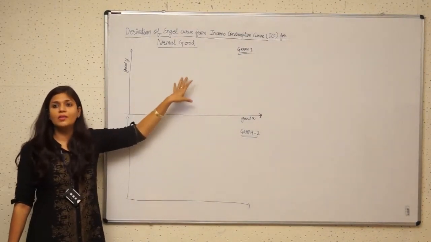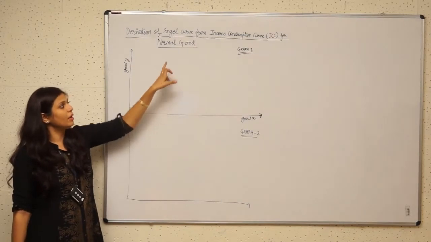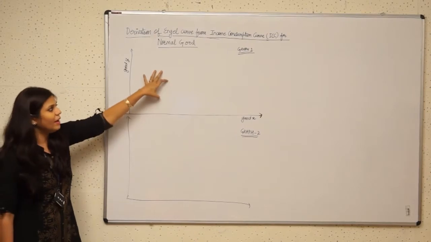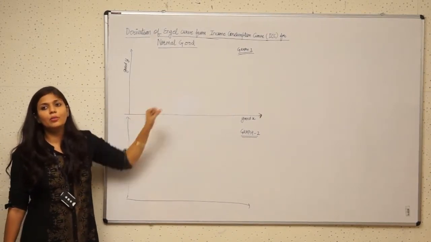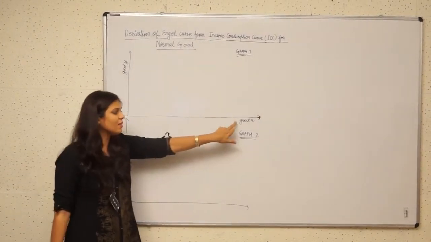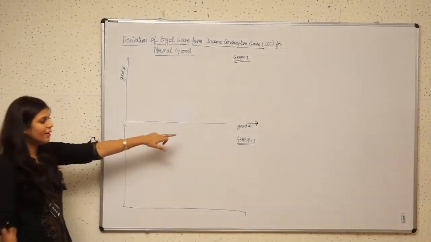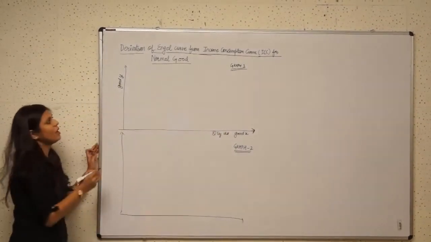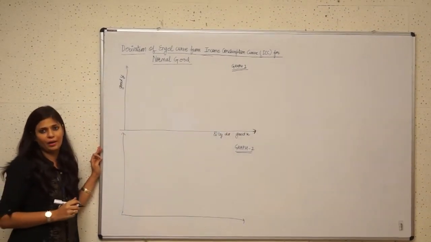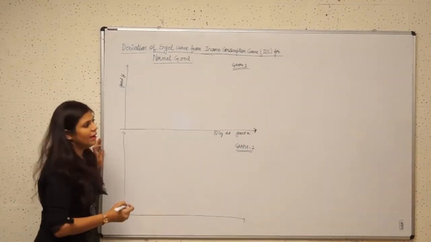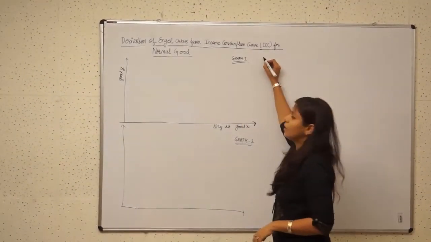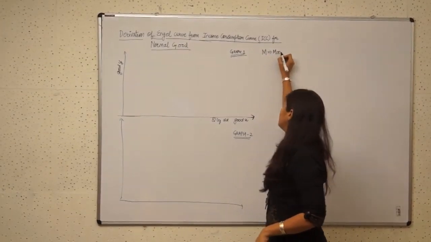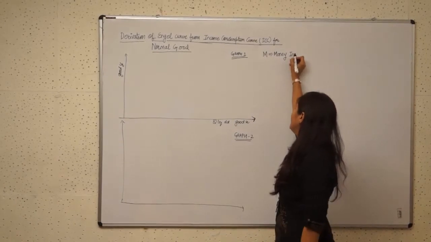Now we are going to learn the concept of Engel curve with the help of income consumption curve. In graph 1, we are going to draw the income consumption curve. On the x-axis, I plotted the quantity demanded of good X. On the y-axis, I have plotted the quantity demanded of good Y. Now, let us assume the money income of the consumer is given to us as M.